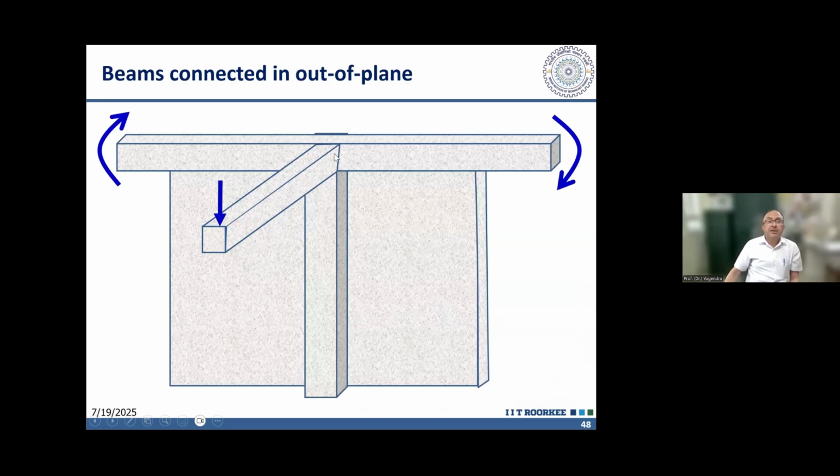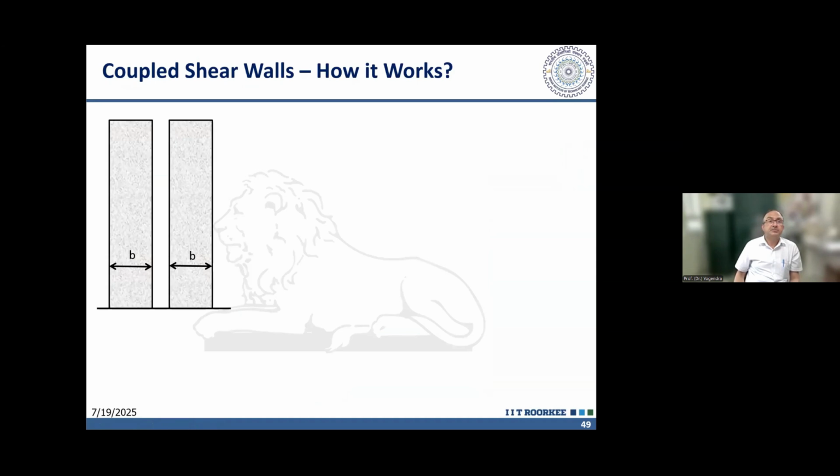Now, if we are having a beam connected to the shear wall in perpendicular direction like this, then the revised code says that the thickness has to be 23 times dV. So that 23 times dV may not be the thickness of the shear wall available. In that case, we have to run a vertical element like this, and this vertical element will take care of the 23 times dV.